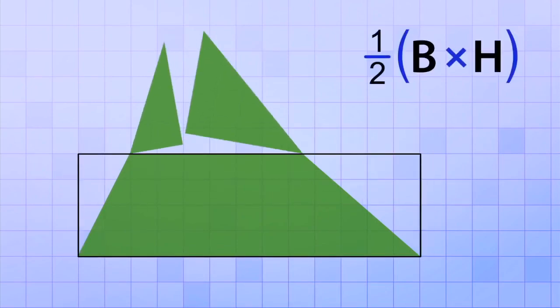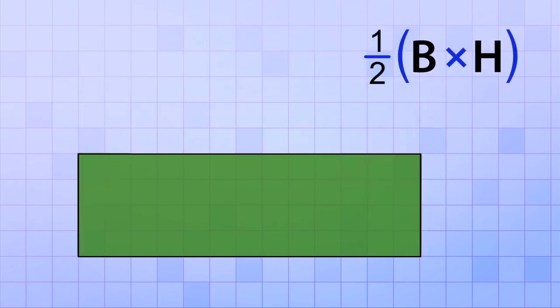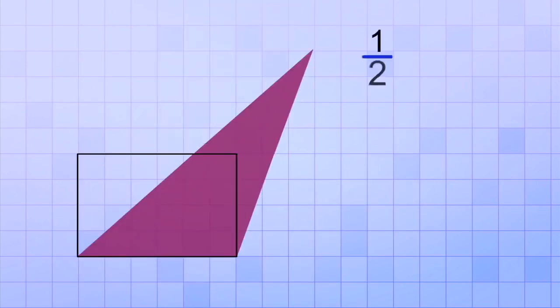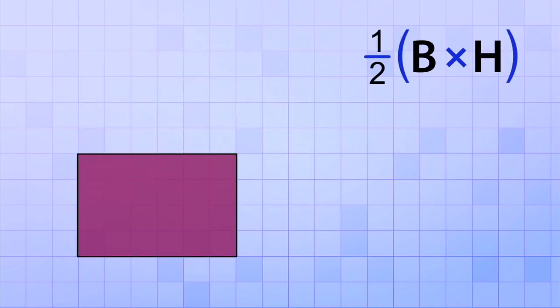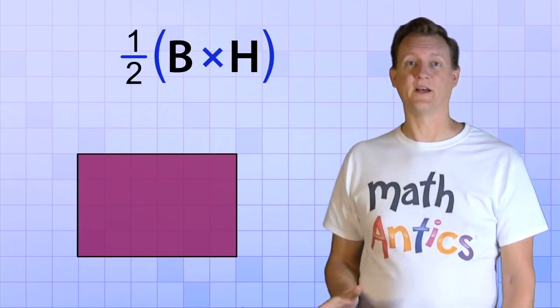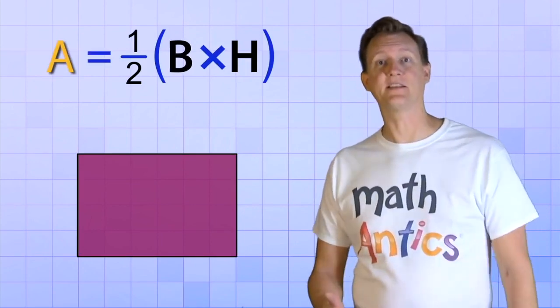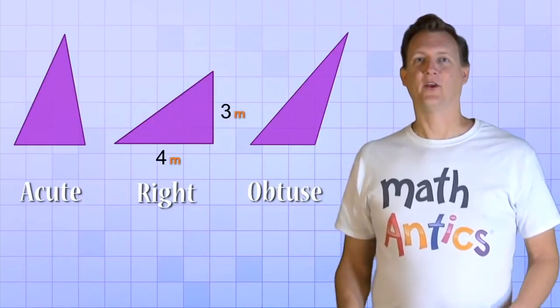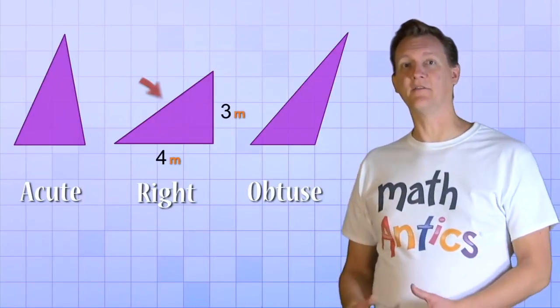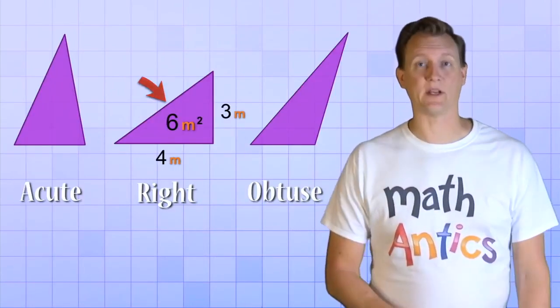If we cut our triangle up, you can see that it fits perfectly inside that area. But wait, there's more. Here's an obtuse triangle with a box that's 1/2 its base times its height. Again, if we cut up the triangle, it fits perfectly inside the box. Now you can see how the formula, area equals 1/2 base times height, works for any kind of triangle. Okay, we already figured out that the area of this right triangle was 6 square meters.